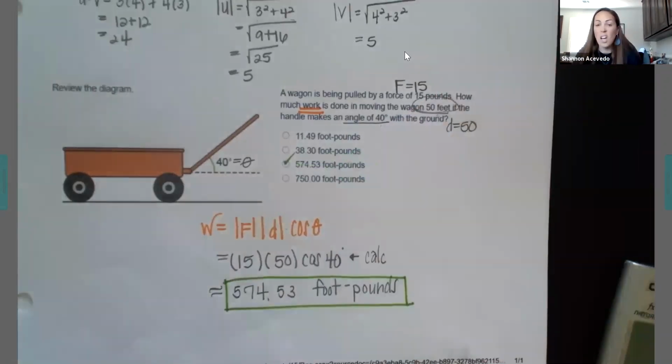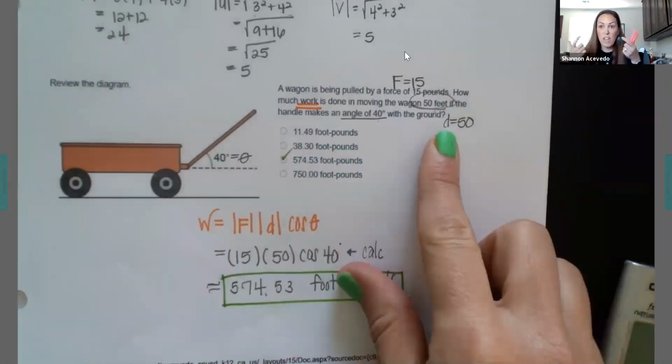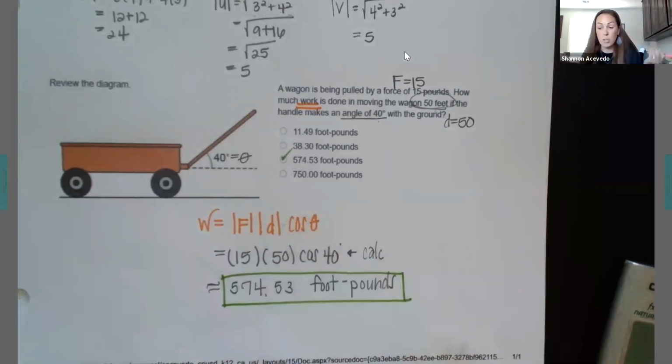Again, if it's not in that format, they'll give you the two vectors and you'd have to find the magnitude, which we can easily do.